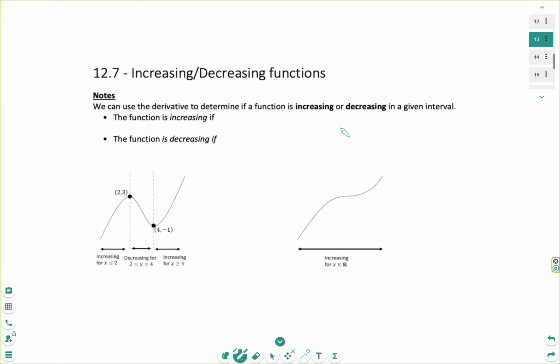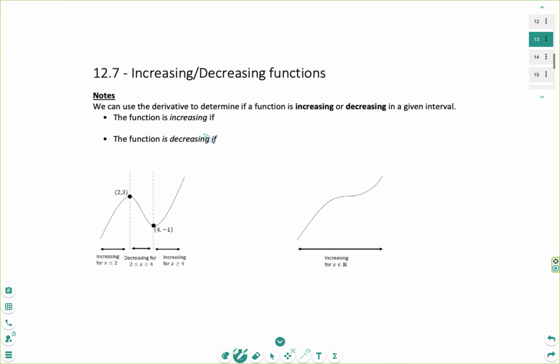It is a definition that you have to remember. We can use the derivative to determine if a function is increasing or decreasing in a given interval. Different parts of a curve could be increasing or decreasing, so it's not the whole curve that's increasing or decreasing. We're not talking about a straight line, because a straight line is increasing if the gradient is positive, or decreasing if it's a negative gradient. But with a curve, there's more than one part increasing or decreasing.